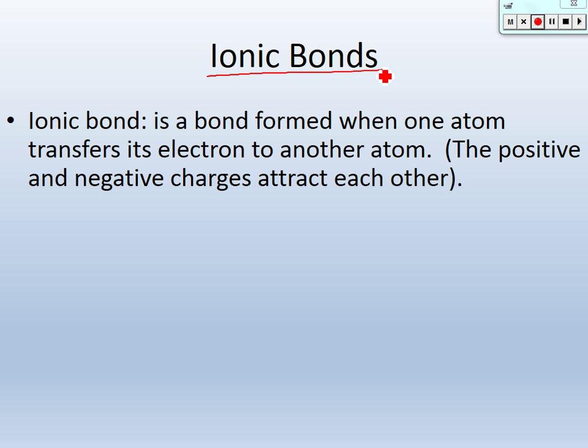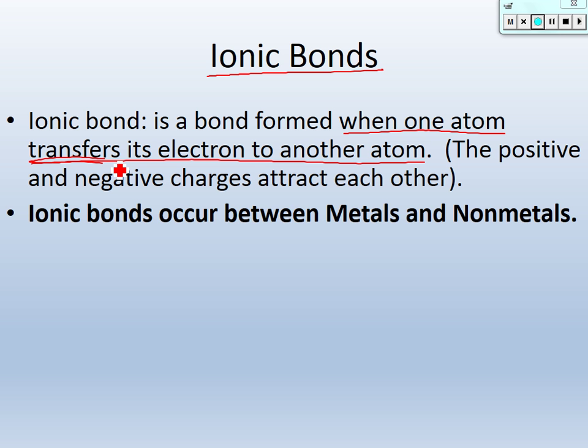It's a bond formed when one atom transfers its electrons to another atom. So one atom will totally give its electrons to the other atom. And then there's going to be a positive charge and a negative charge, and they will attract each other, and that's what the ionic bond is. We'll go into that in greater detail here in just a second.